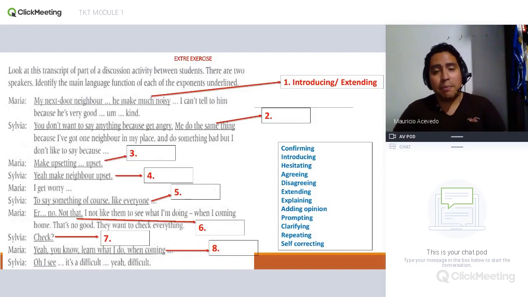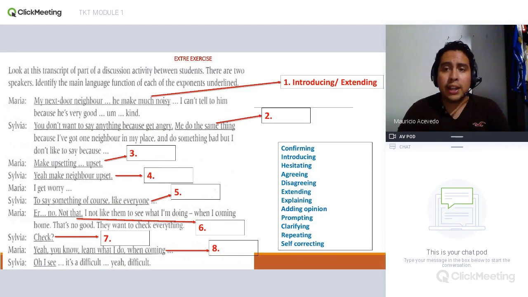Okay, so I remember I left this homework for you. I hope you did it. If you didn't, please pause the video so that you can do it. You can analyze it before we continue, because today I'm going to give you the answers. We have been talking in the other class about some functions in language for learners.